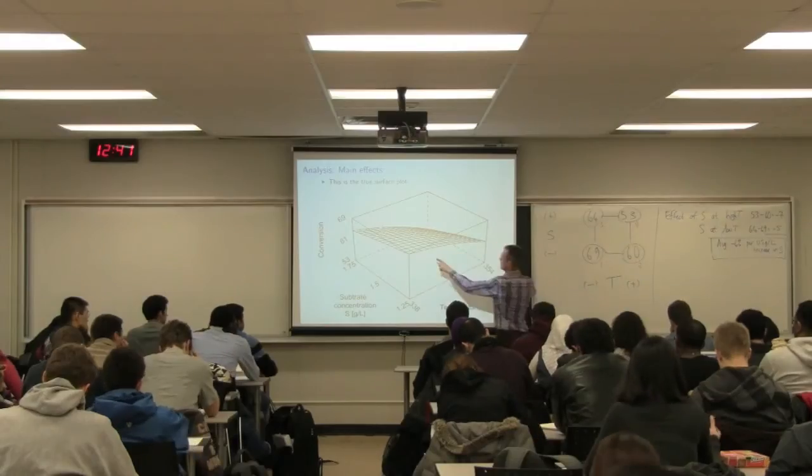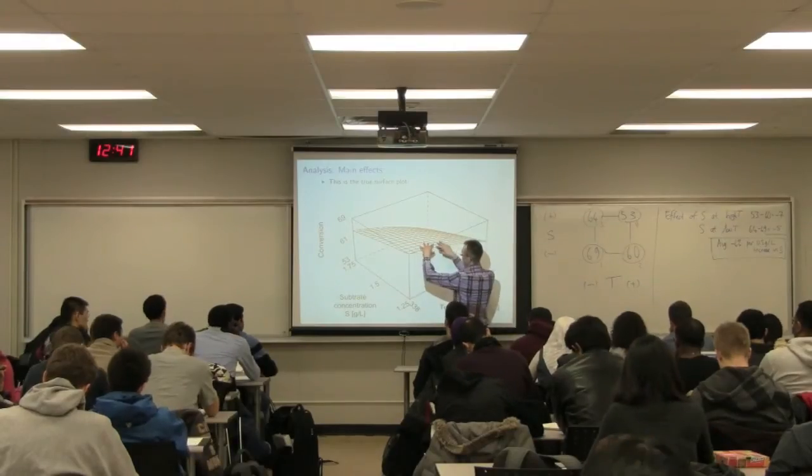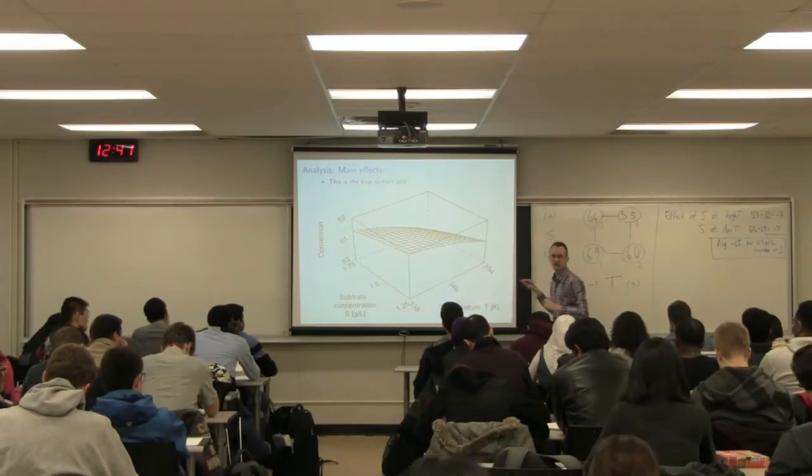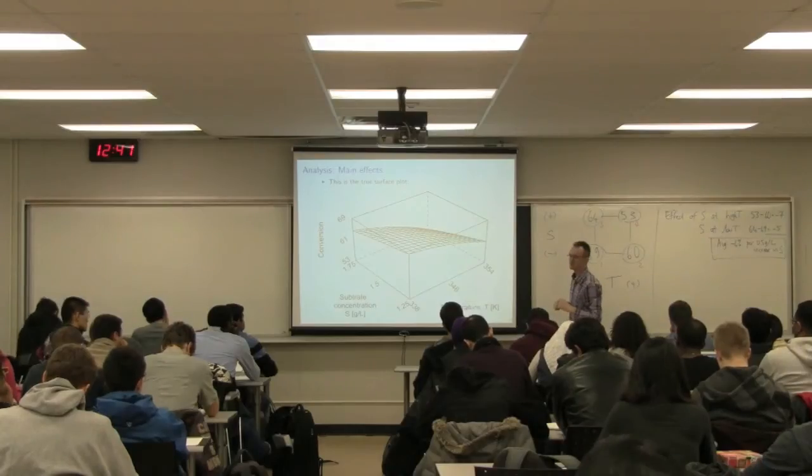So right now we've got these four corner points. That's the true surface. You see a little bit of curvature in there. And I'm going to show you how to estimate that surface.